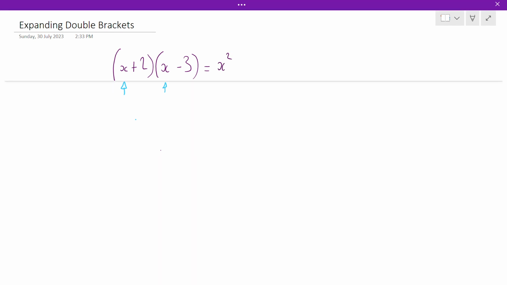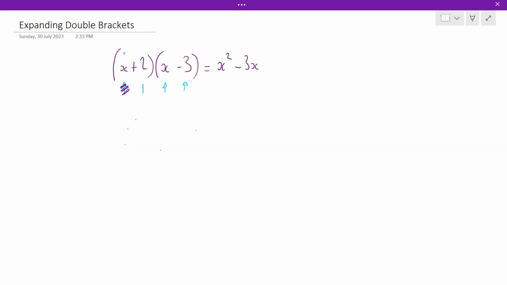Then I'm still looking at my x inside the first bracket, but this time I'm going to multiply it by the next term inside this second bracket. So that's going to be x times negative 3. So x times negative 3 is going to be negative 3x. Okay, we've done everything that we need to do for this first x, so I'm just going to scribble that out.